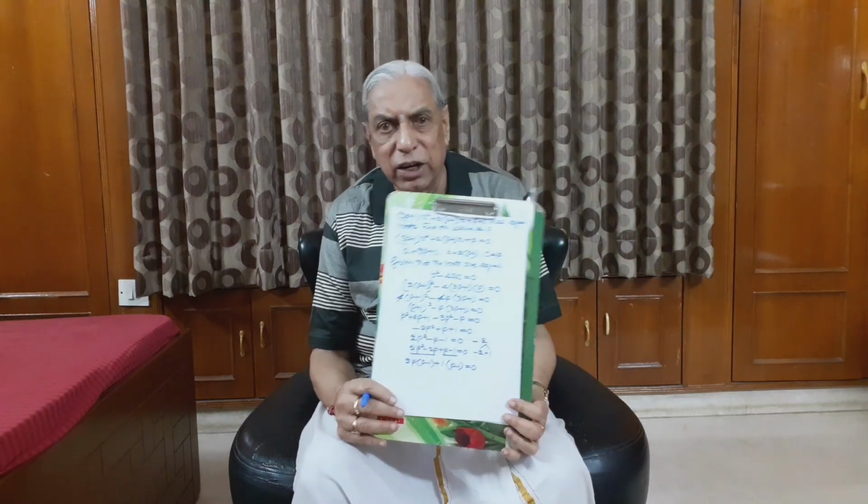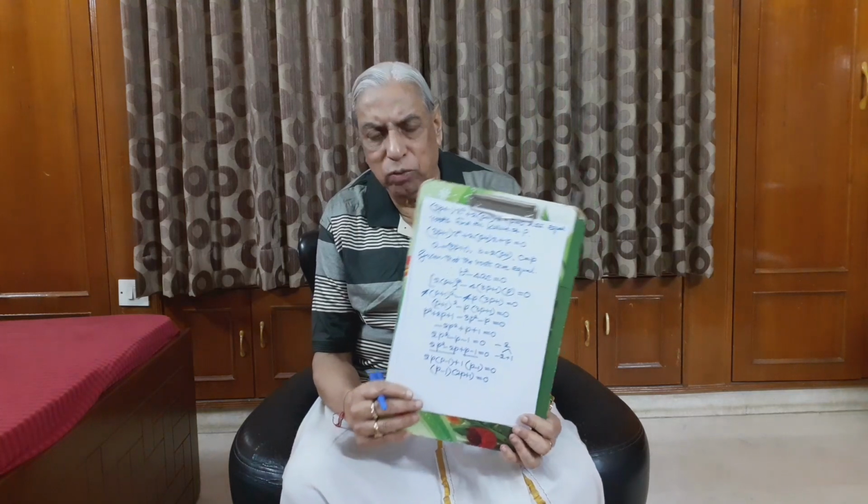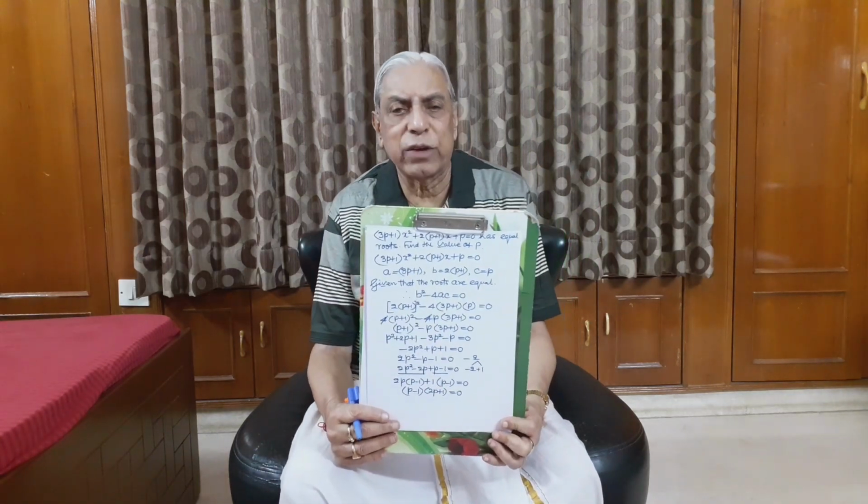See now, 2p into p minus 1 plus 1 into p minus 1 equals 0. Again, what is the common factor? P minus 1. Take it out. P minus 1 into 2p plus 1 equals 0. Rest of the thing is the same, which you have done already in the past. P minus 1 and 2p plus 1 equals 0. Equate each factor equal to 0. P minus 1 equals 0, or 2p plus 1 equals 0.